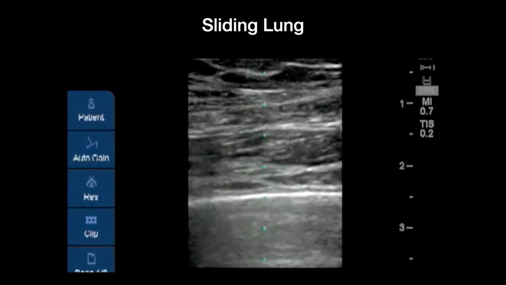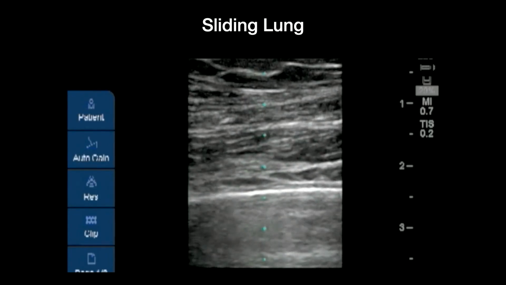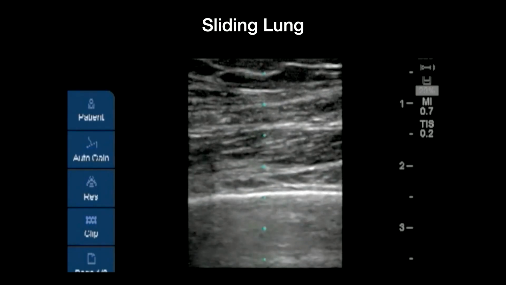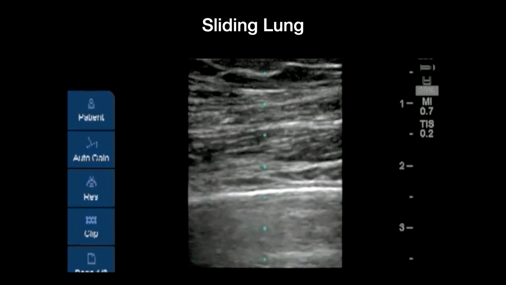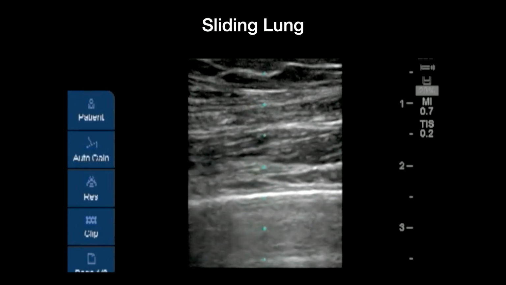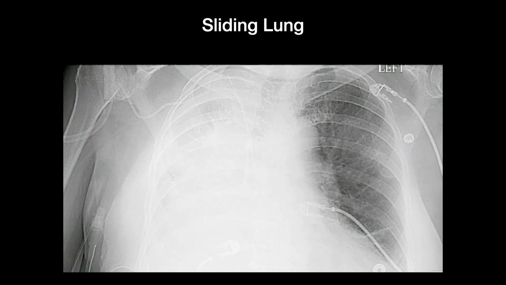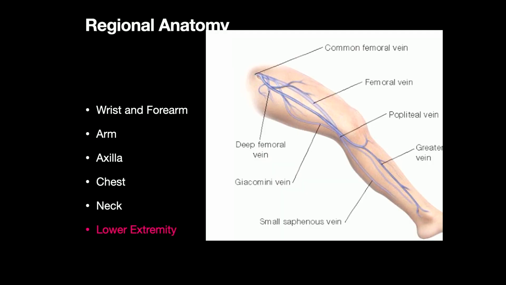In contradistinction to the patients that have a positive sliding lung, some patients with severe pulmonary pathology or pneumothorax will not exhibit a positive sliding lung sign. This is an example of what absent sliding lung looks like, and here's the x-ray to explain why she doesn't show a sliding lung sign. You wouldn't expect normal pleural dynamics from that little scene there.